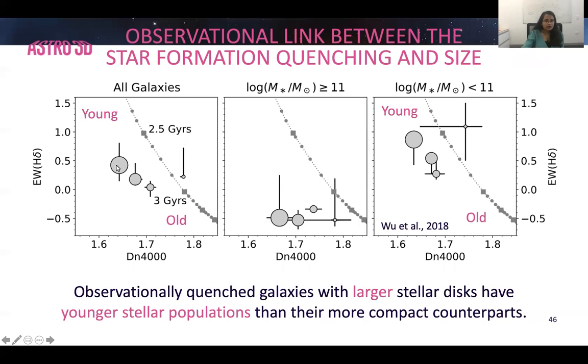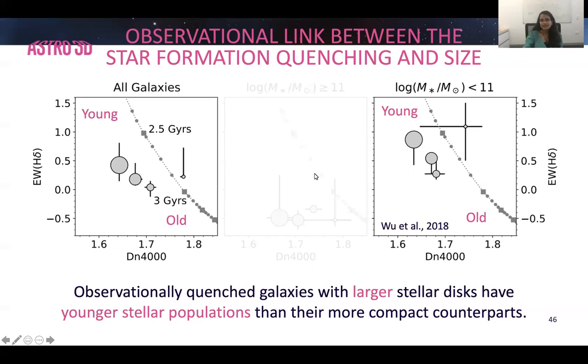right? So what they did was they divided their quenched galaxy sample into galaxies with larger stellar disk to smaller. And what they found was that these quenched galaxies with larger stellar disk had slightly younger stellar populations than their more compact counterparts.